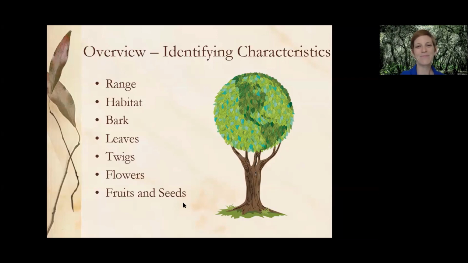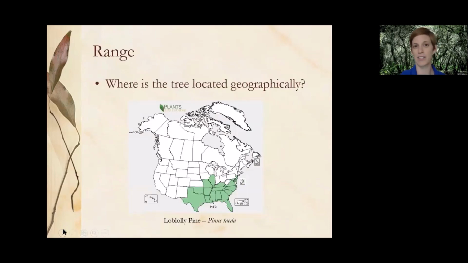So we're going to go through range, habitat, bark, leaves, twigs, flowers, fruits and seeds. The latter ones we'll just be touching on briefly, but really going to focus a lot on leaves. Believe it or not, there's a lot to learn from a leaf. So let's continue on. First thing, like I mentioned, is range.